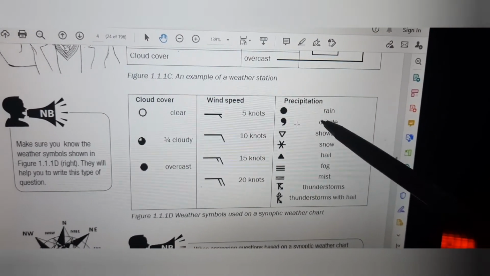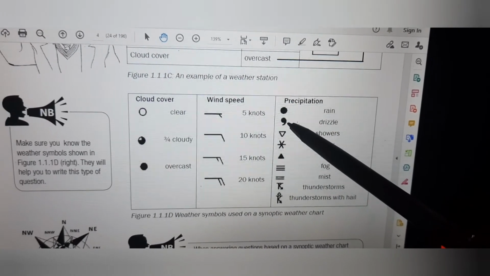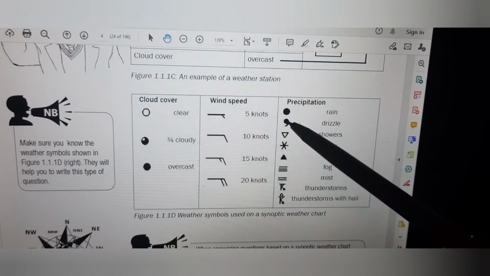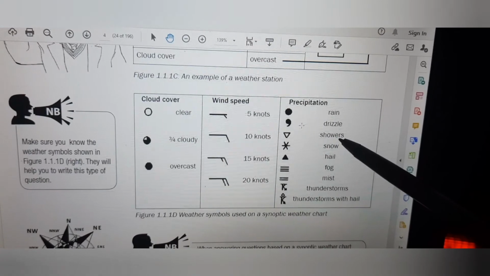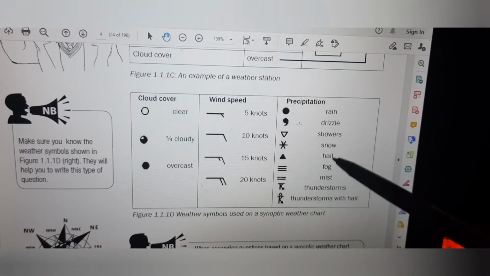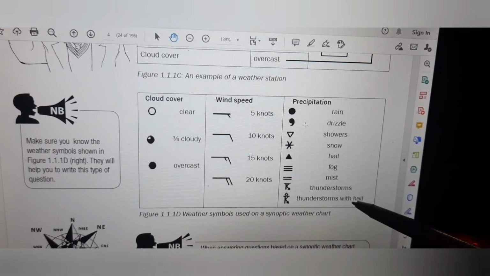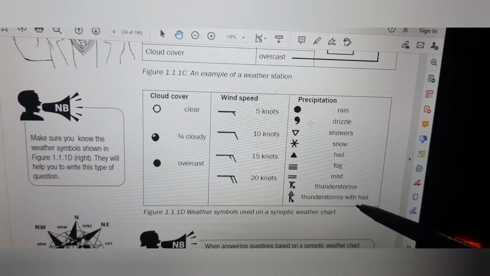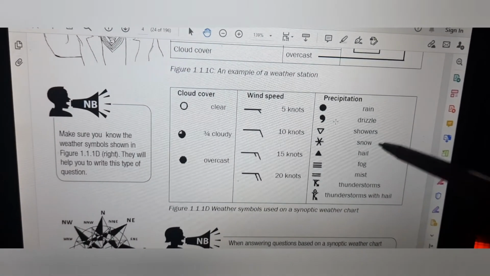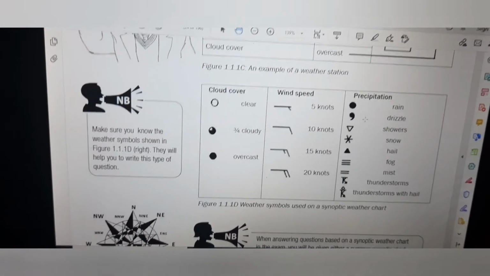Precipitation: when you have a dot, it's rain. When you have this semicolon-like symbol, it's drizzle. And here's showers, snow, hail, fog, mist, thunderstorm, and thunderstorm with hail. But you're going to be given those symbols on your synoptic weather map.